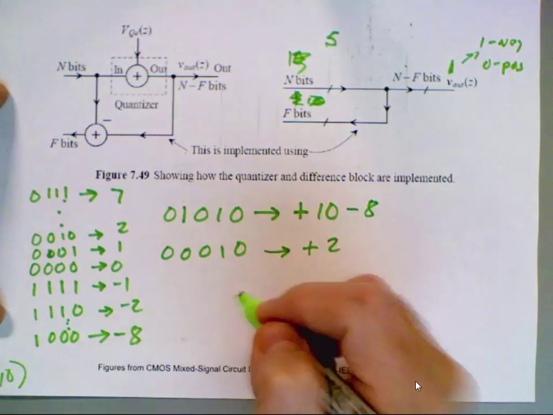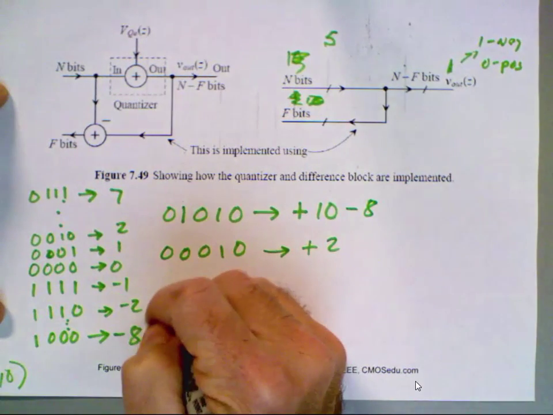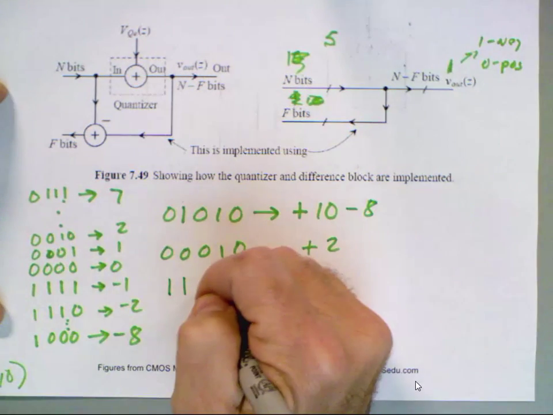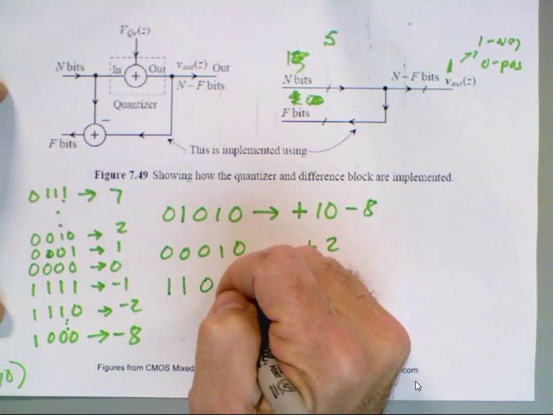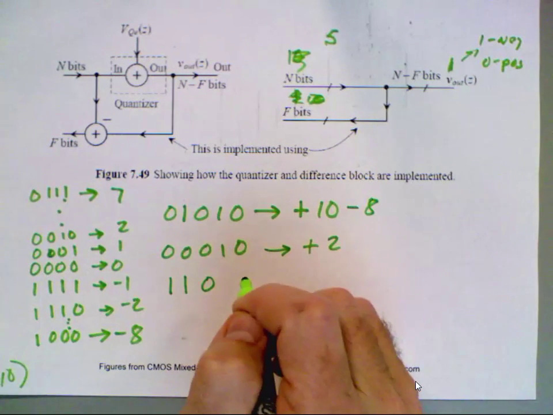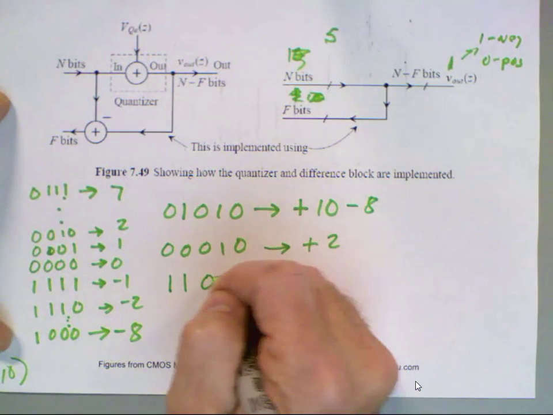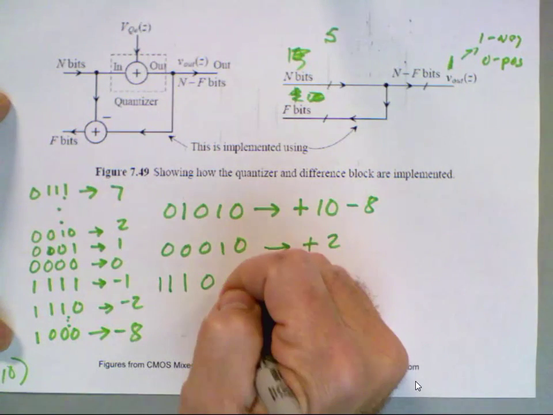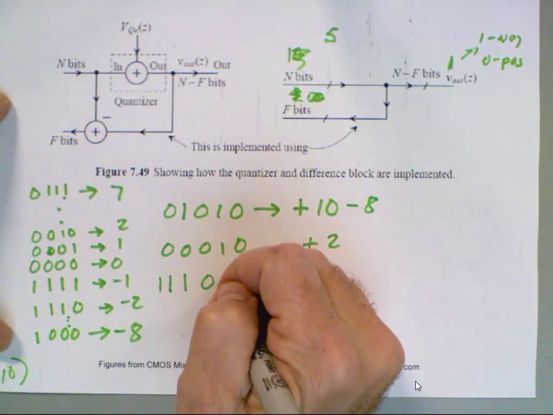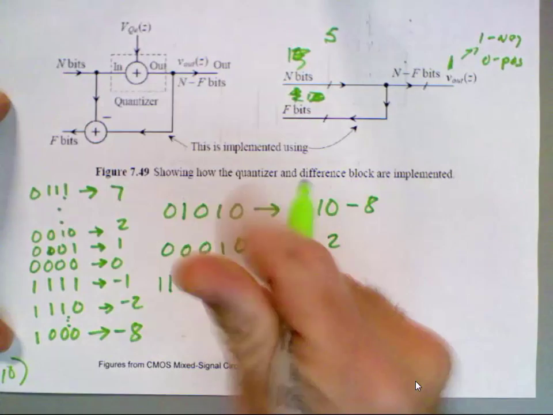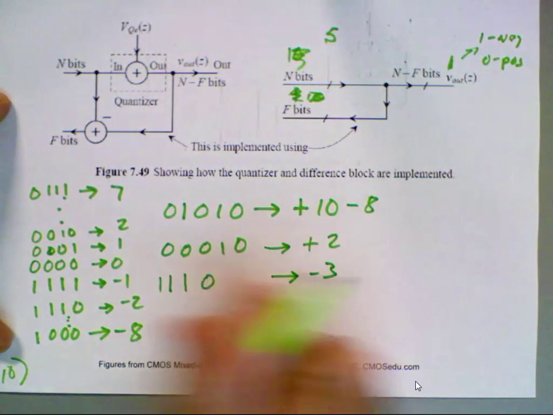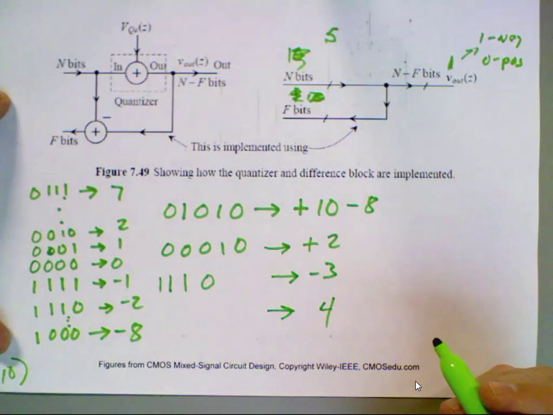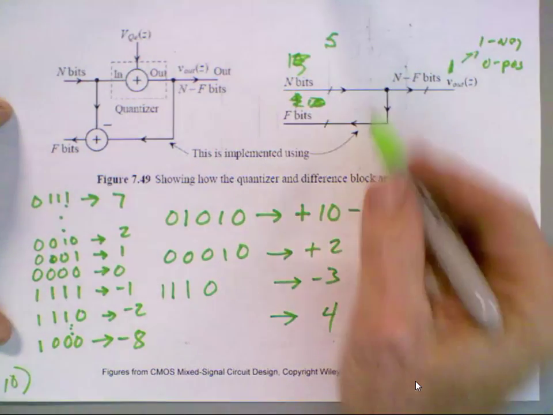So let's pick another one. Let's pick a negative number. Let's pick, how about minus 3? Oh, I gotta use an extra bit here. 1, 1, 1, 0. Now let me just put it as minus 3. It's below, so I'm going to add 7. So that's going to put me up to 4. Okay, so you get the basic idea here.